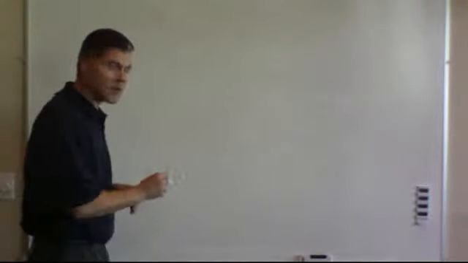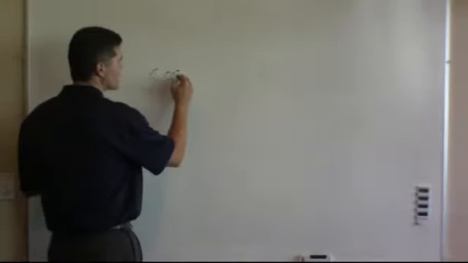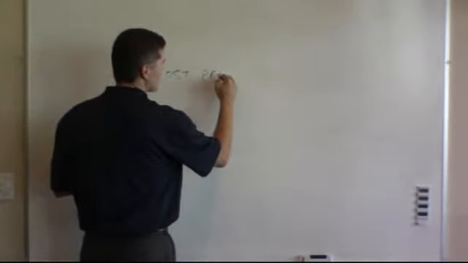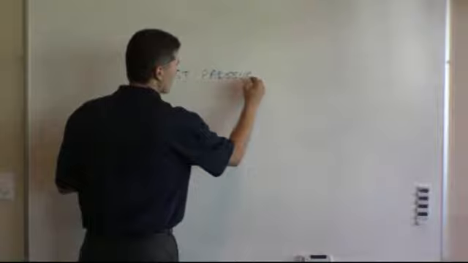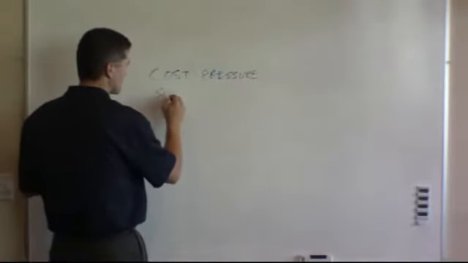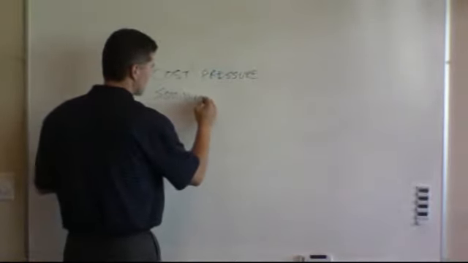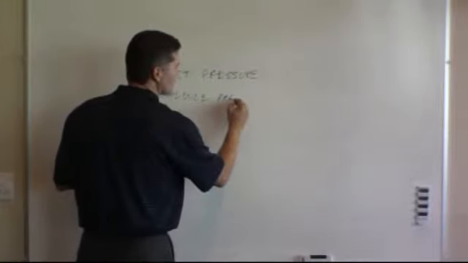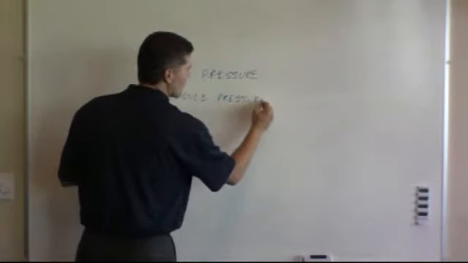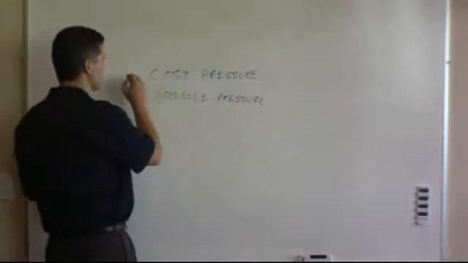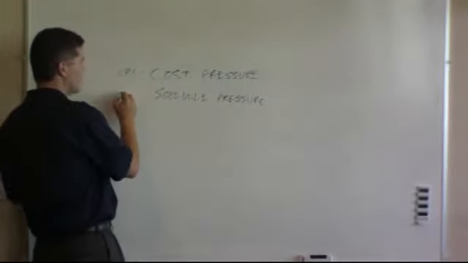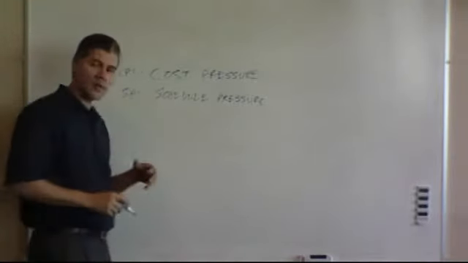So let me draw some things out for you. So we said that you experience cost pressure and schedule pressure. And these are measured with earned value. This is CPI and this is SPI if you know your earned value metrics.